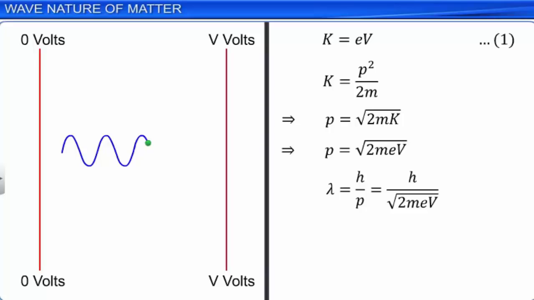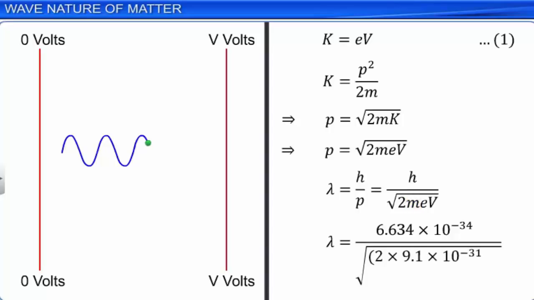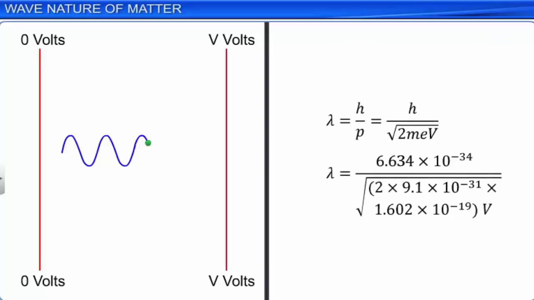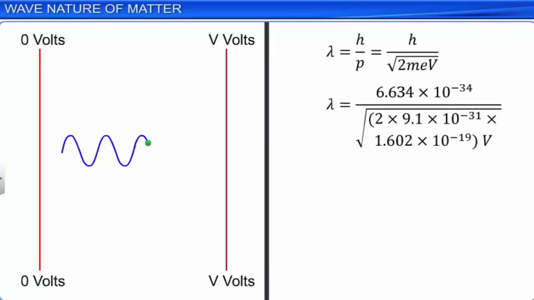Substituting the numerical values of Planck's constant h, which is 6.634 × 10^-34 joule second, mass of the electron m, which is 9.1 × 10^-31 kilogram, and charge on an electron e, which is 1.602 × 10^-19, and simplifying, we arrive at the equation lambda equals 1.227 divided by square root of V nanometers. At a potential difference of 120 volt, lambda is equal to 0.112 nanometer.